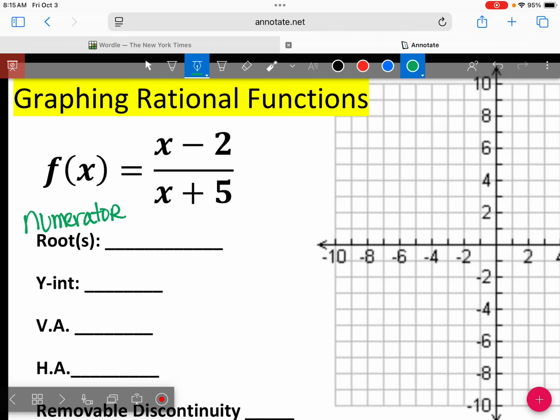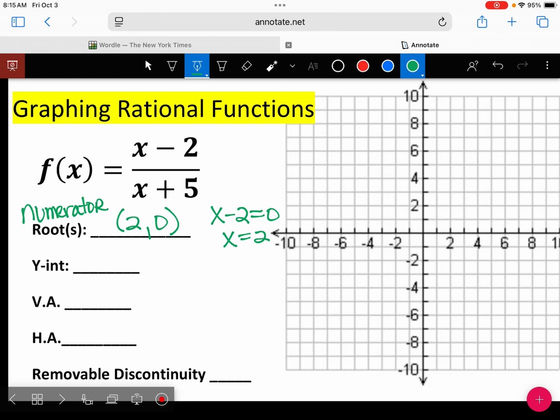We're going to always write that as an ordered pair. So if you take the x minus 2, set that equal to 0, you get x equals 2. So we only have one x-intercept. So go ahead and plot that on your graph. Put a point at 2, 0.